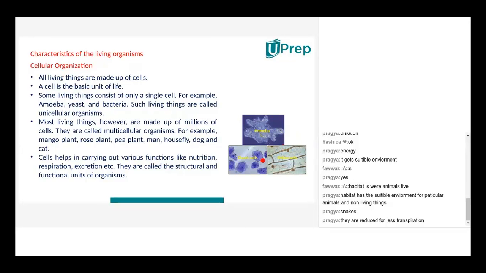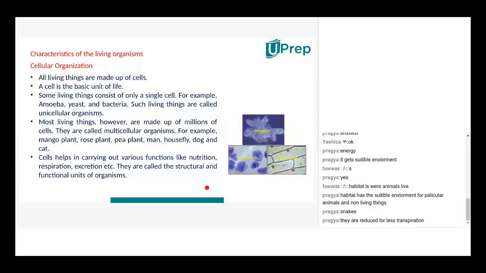These could be made out of 1 cell, 2 cells, 5 cells, 10 cells, millions of cells, but they have cells. Anything that has cells will have life. This is just, you know, equivalent. Cell means life. It is the basic unit of life. Correct? Now, most living things, however, are made up of millions of cells.